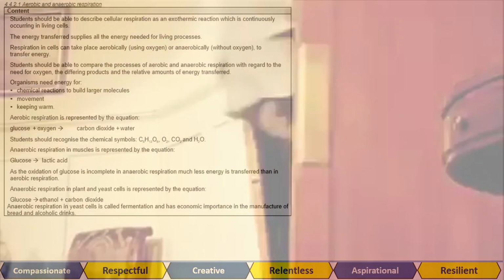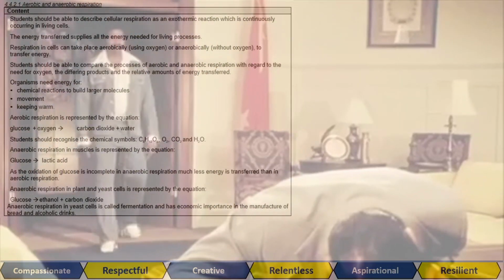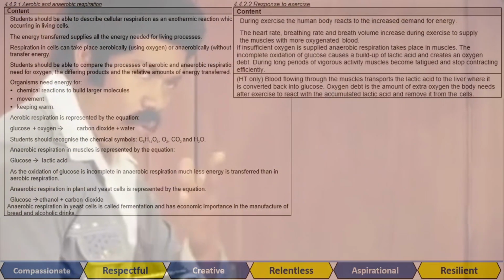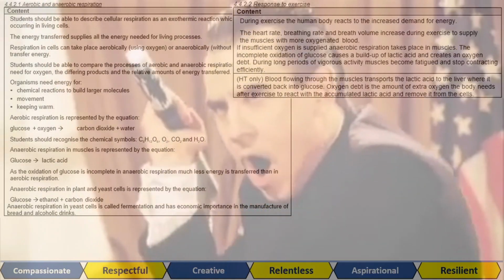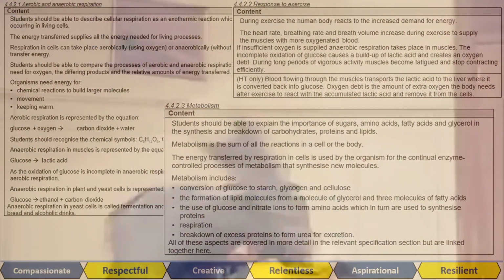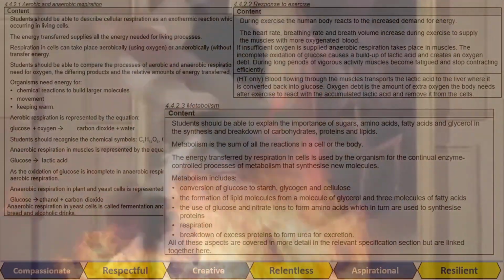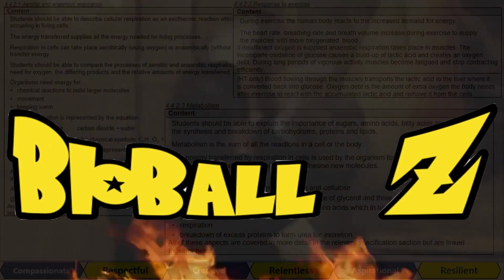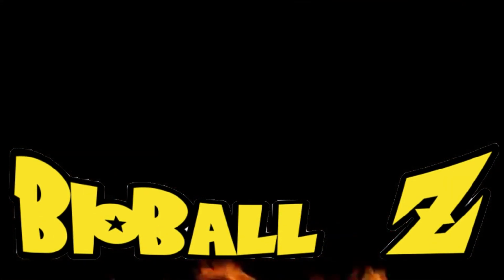And now our heroes have reached the final boss of Biology 1, respiration. Will our heroes build up lactic acid to the point of exhaustion, or will they be able to metabolize the knowledge from the previous episodes? Find out in the season finale of Z.